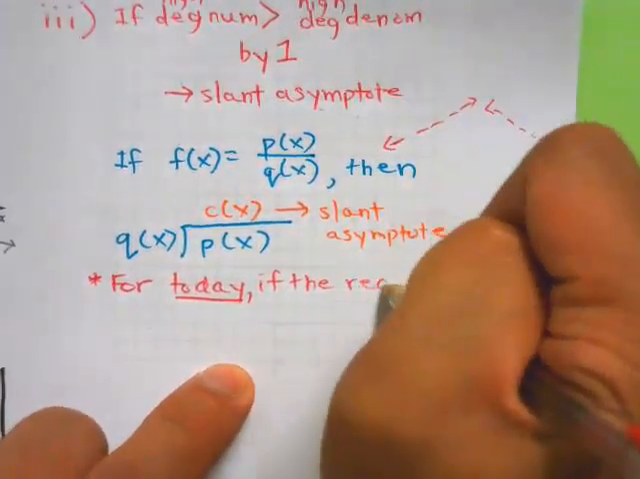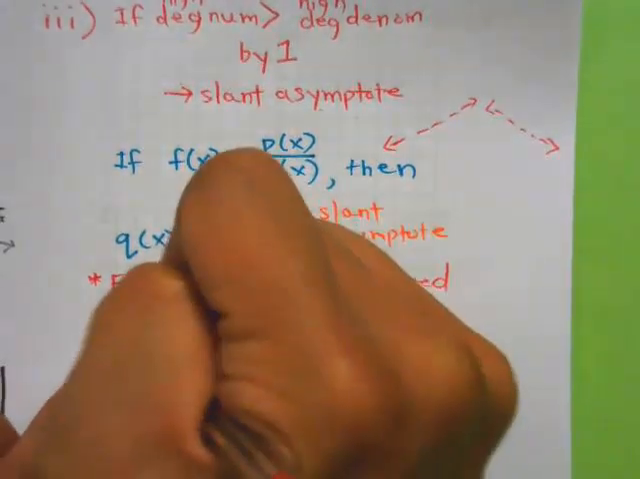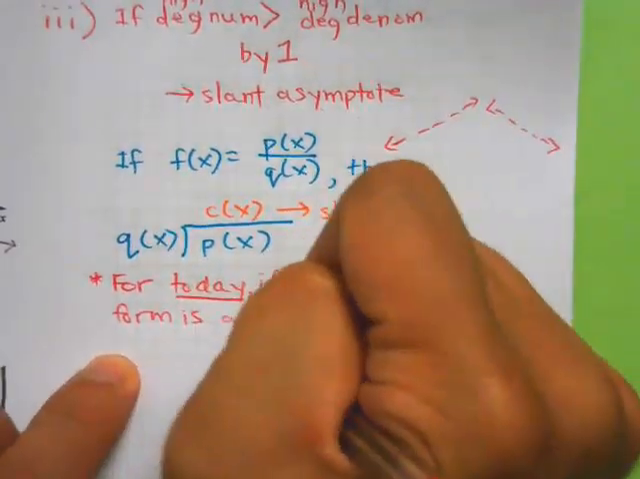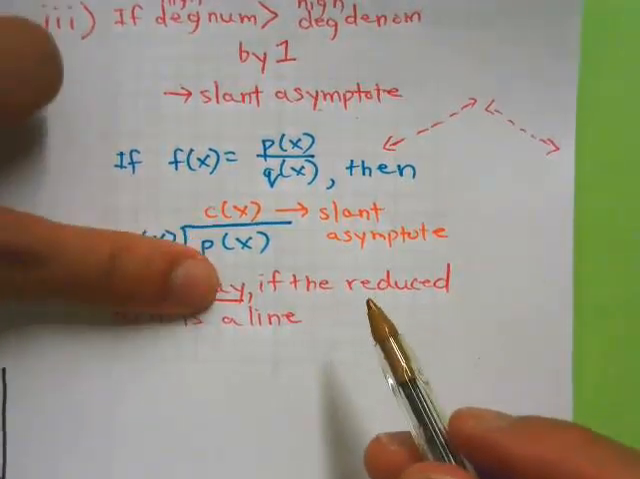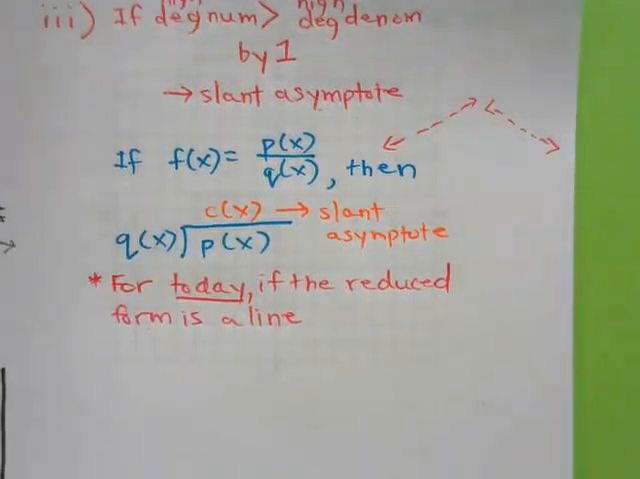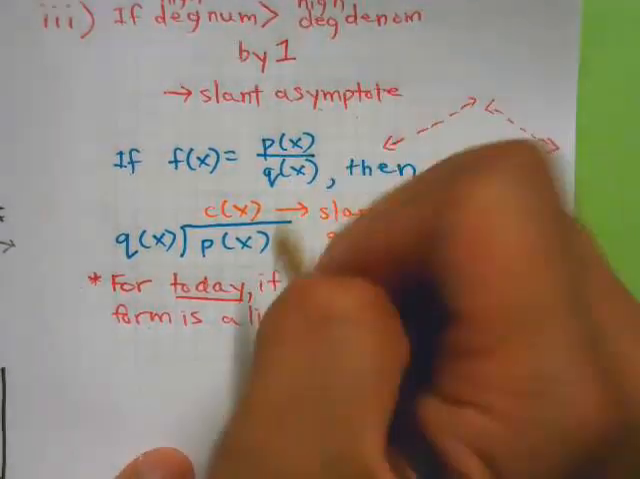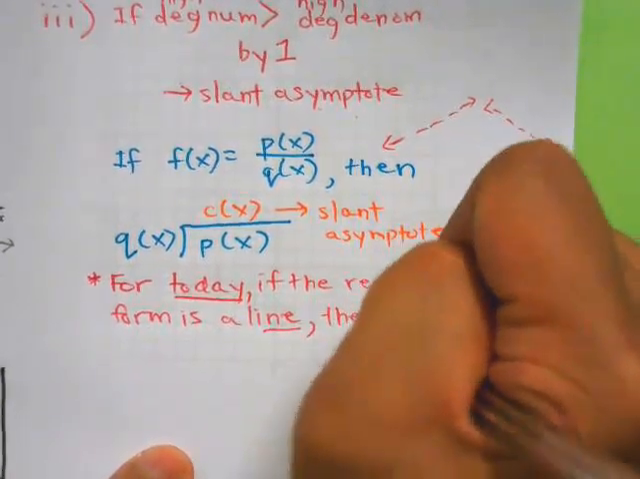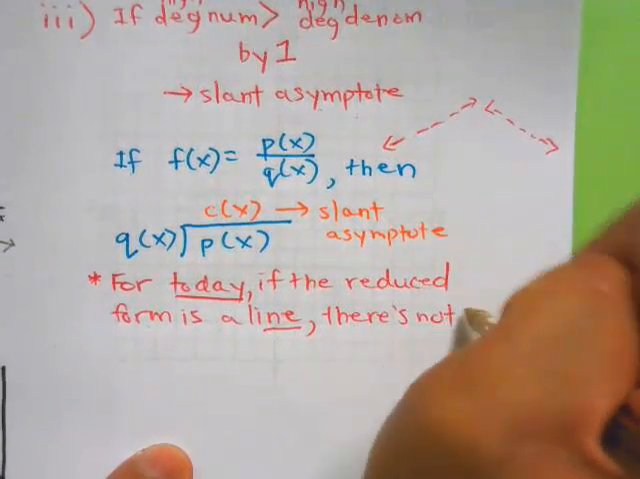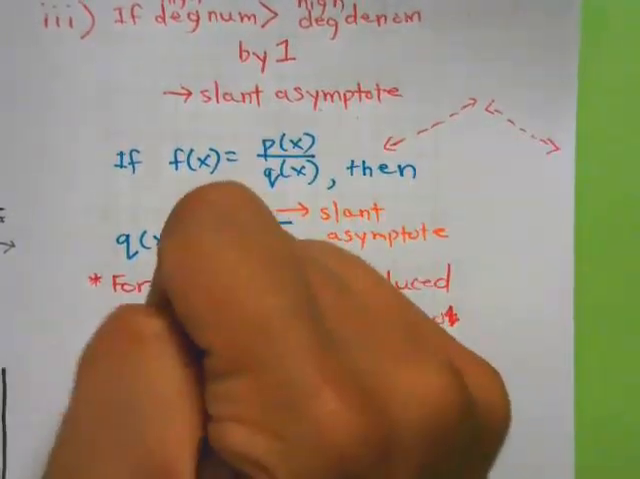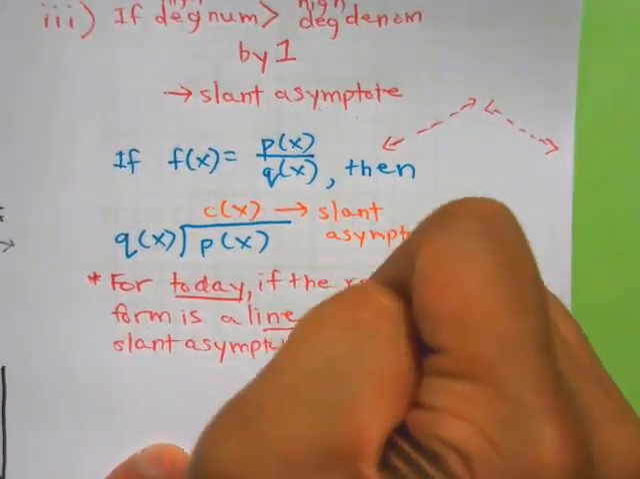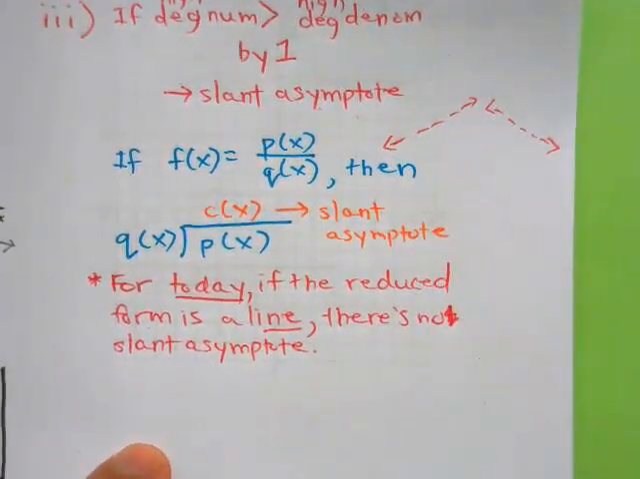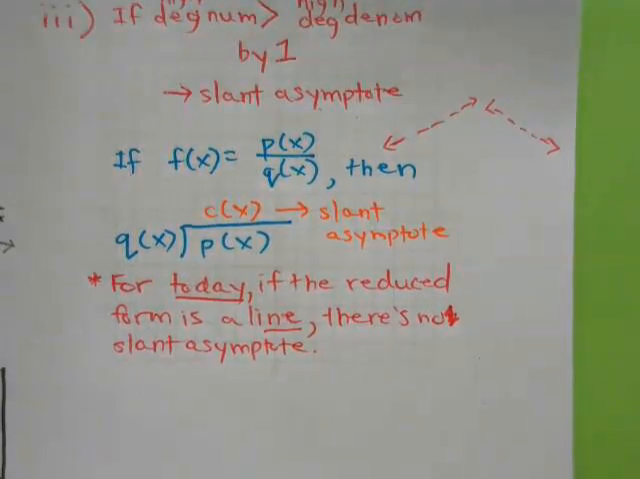If the reduced form is a line, and actually I don't even need to write for today. Maybe I'll just put like over here. That'll be next time. If the reduced form is a line, there's no slant. There's no slant asymptote. Okay. So let's go ahead and take a look.